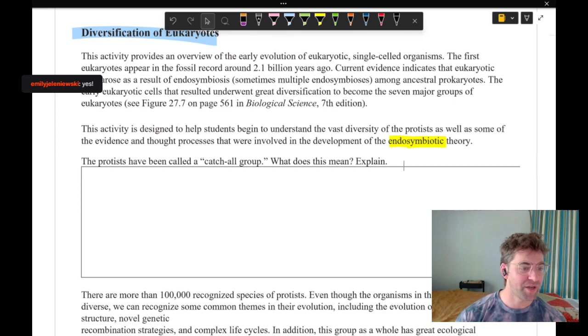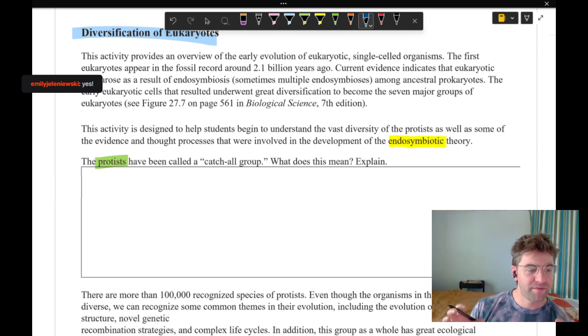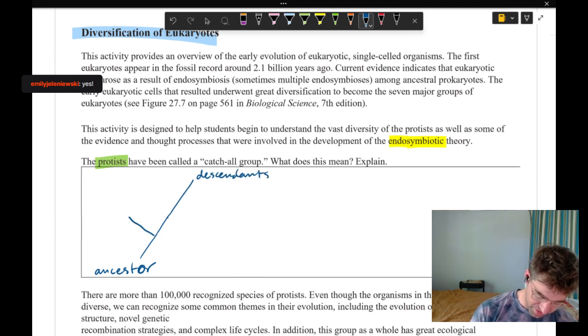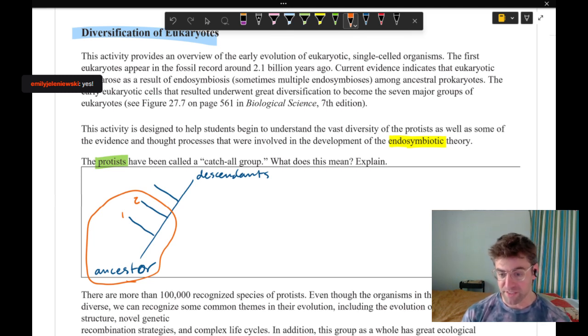All right, so first one, protists have been called a catch-all group. What does this mean? Protists are a paraphyletic group, meaning that it encompasses many of the descendants from a common ancestor, but not all of them, right? So if you have your ancestor and the family tree goes this way, descendants, right? And then you have some branch points. So a paraphyletic group might be, I believe it includes the ancestor and whatever these descendants are. We'll say descendants one and two. So these would be cousins, right? It includes some of the descendants, but not all. So that's a paraphyletic group.